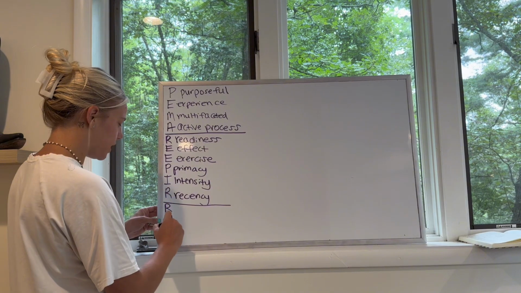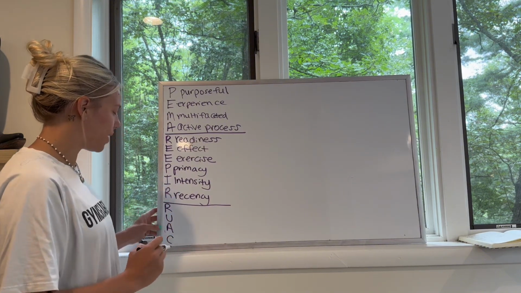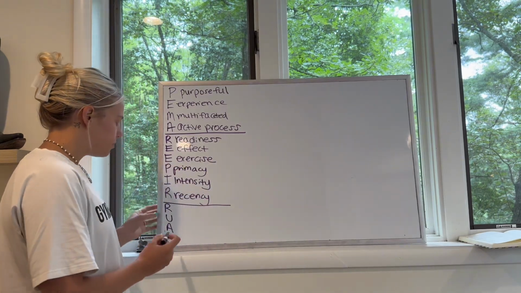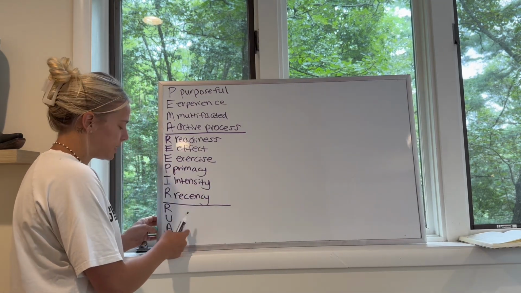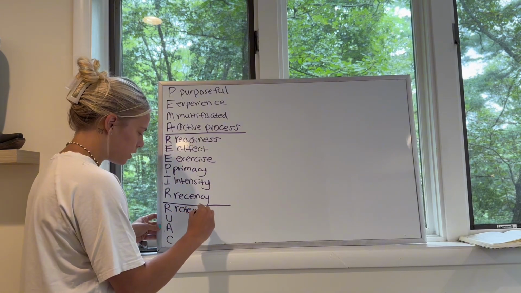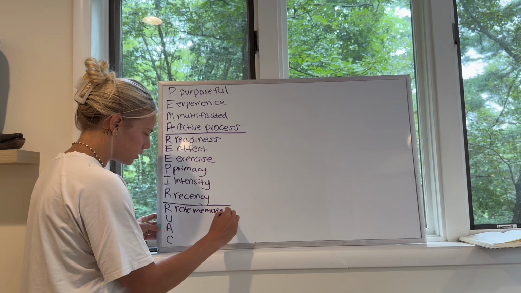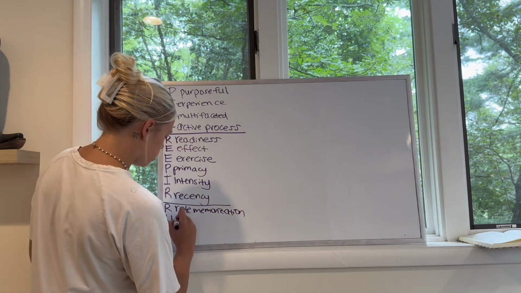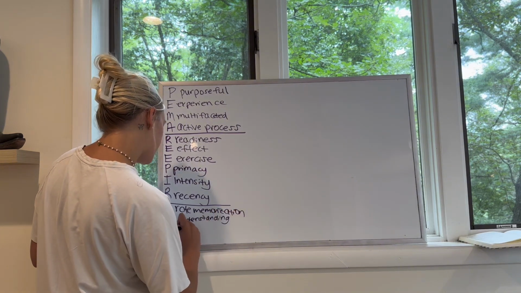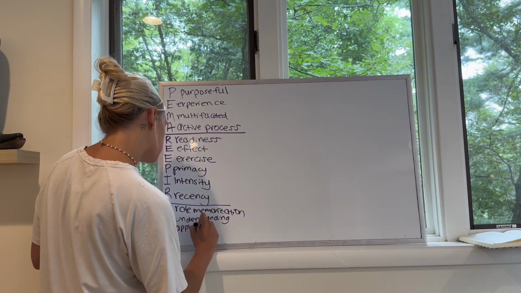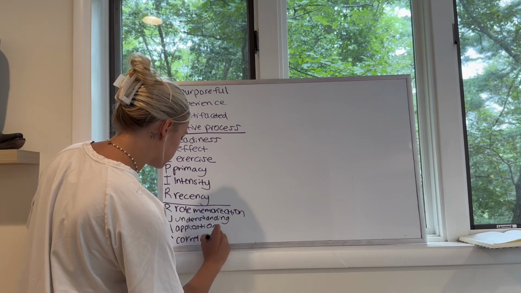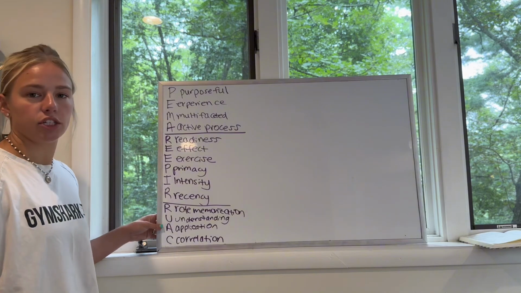All right, the next one is RUAC. And this is our 4 levels of learning. So this is what you learn from the beginning, and this is what you build up to. The R is rote memorization. The U is understanding. A is application. And C, our final step, would be correlation. So rote memorization, understanding, application, and correlation.